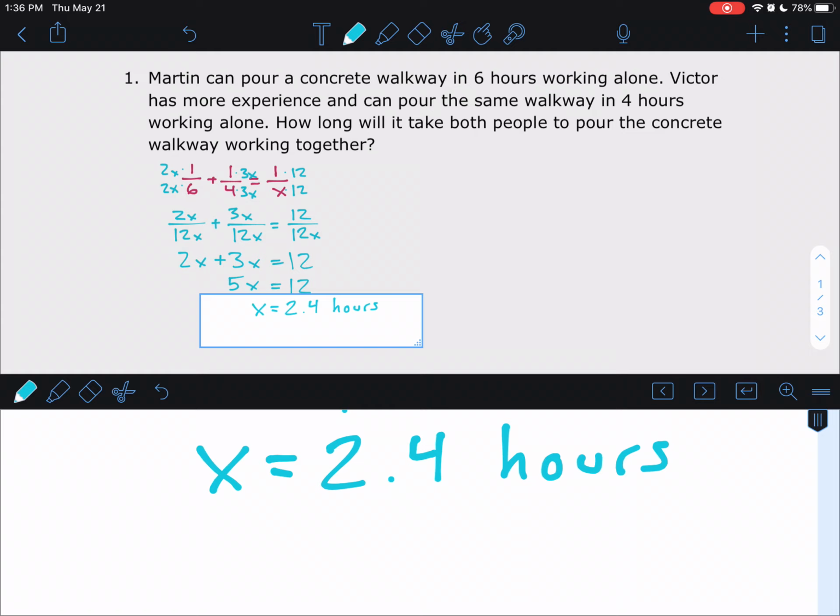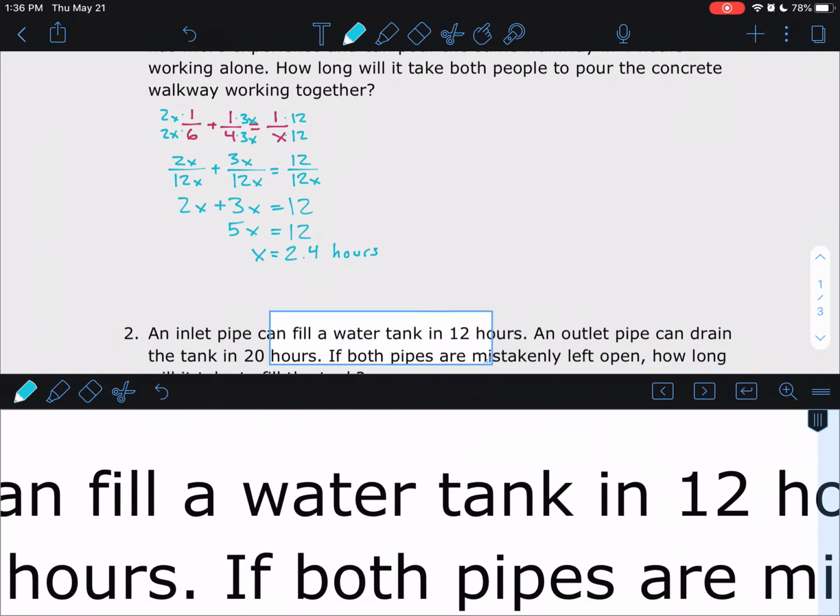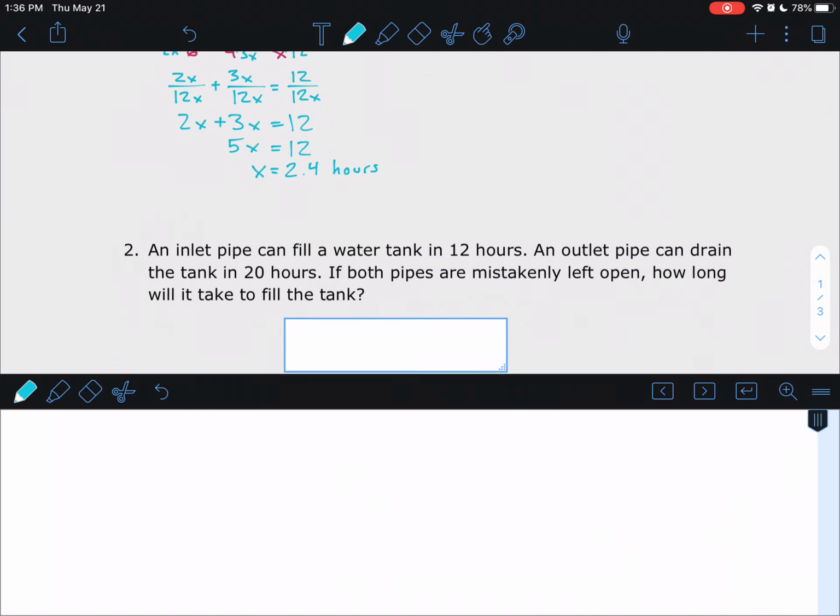So that's the answer. X equals 2.4 hours. Moving on to the next one, we have an inlet pipe that can fill a water tank in 12 hours.